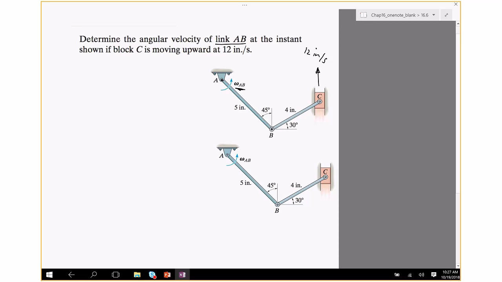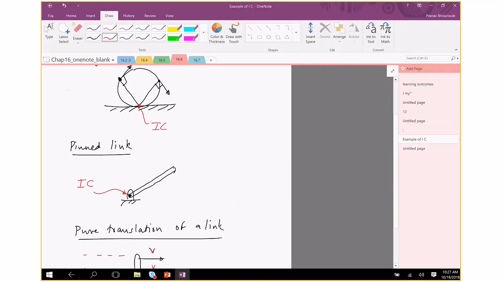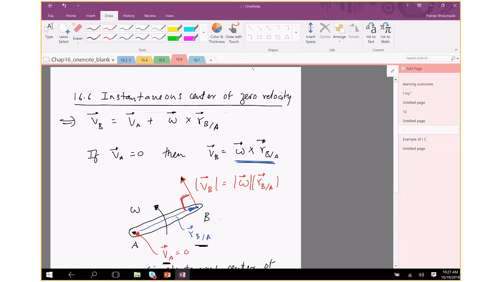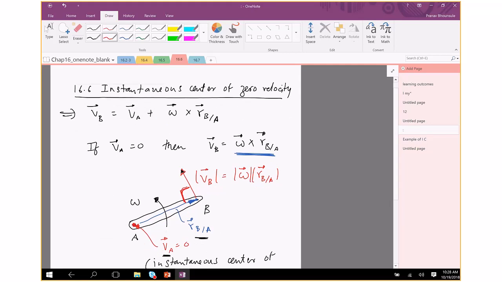Okay, so how do we do it with IC? So first of all, what we'll do is we'll always use the expression which I had written on some time back, that if you can find the IC, A is the IC, then velocity of point B is at right angles and given by omega times the length of the vector from A to B. Okay, so that's the formula we should be using again and again. So let me get started.